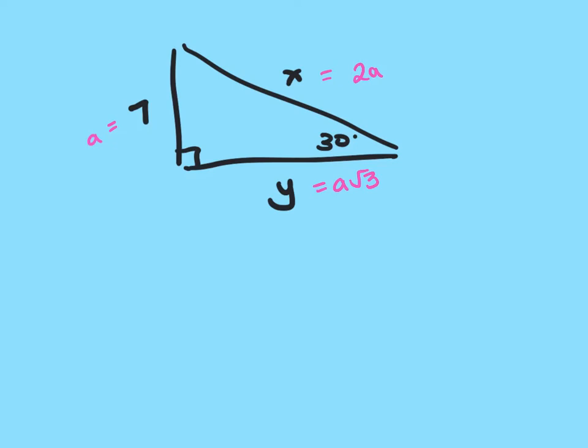So in a 30, 60, 90, opposite the 30 is your x or your a, opposite the 60 is a root 3, and the 90 is 2a. So if I know that 7 is a, then this side would be 7 root 3, and this side would be 2 times 7, which is 14.